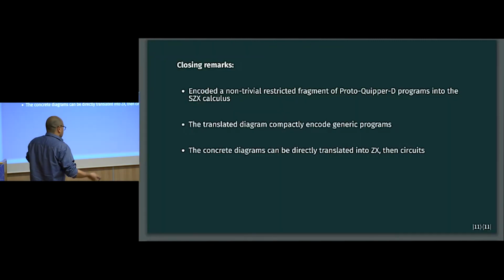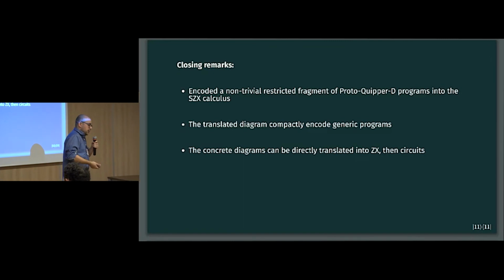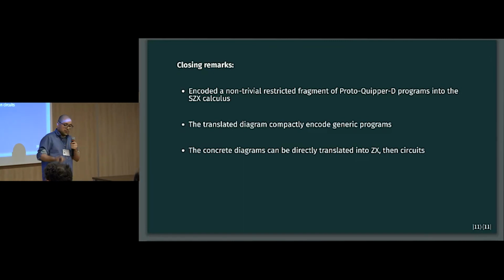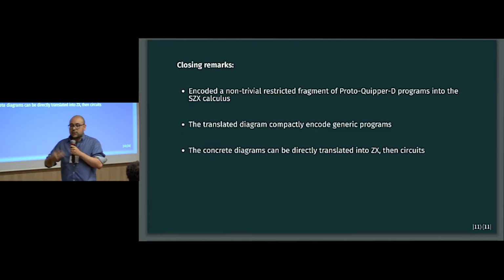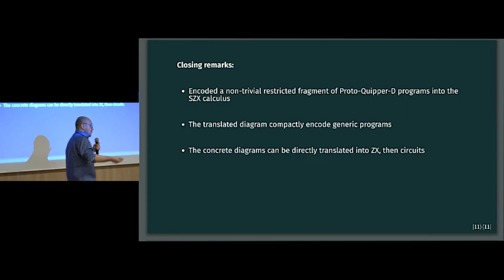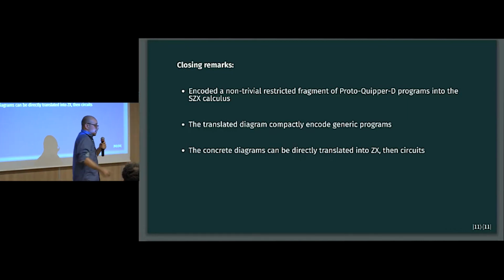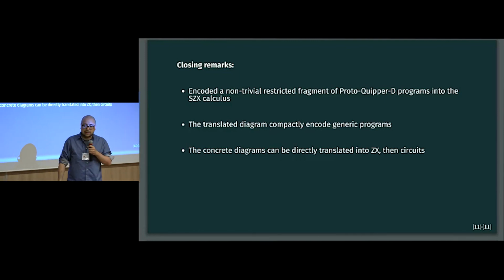But in summary, we started from a formalized high-level quantum language. We took a fragment of the language, defined a translation for it, and output our concrete family of diagrams into SZX, which itself, when passed an argument, can be transformed into a ZX diagram.